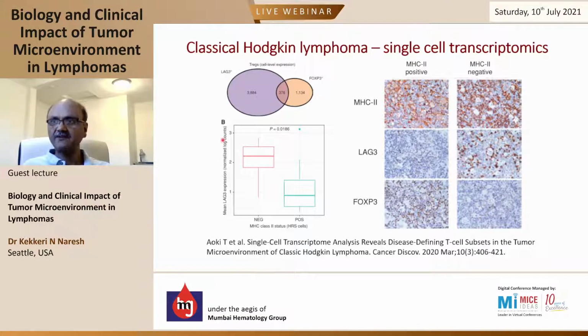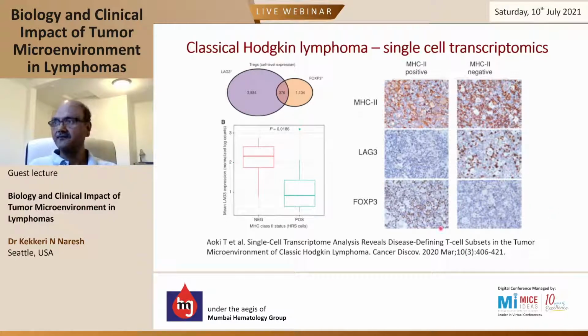And when you look at LAG3 expression, again, the Hodgkin cells are heterogeneous with respect to expression of MHC class 2. Those cases which are MHC class 2 positive show a lower expression of LAG3, as against cases of Hodgkin lymphoma which are MHC class 2 expression negative. Those have a very high expression of LAG3.